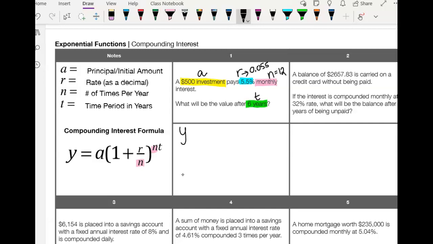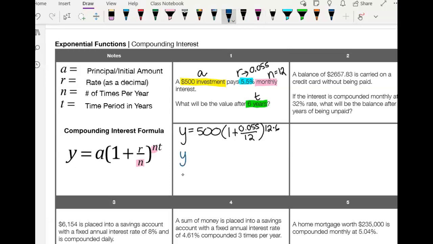So we're going to start with our formula. We've got y equals, and instead of A, we plug in 500, times 1 plus 0.055 divided by 12, because we're going to split that rate up monthly. And we do that 12 times for 6 years. So that's your setup, that's what you should be showing. Don't just automatically jump to your calculator, because if you type in something wrong, we're not going to be able to backtrack and see what happened with that information.